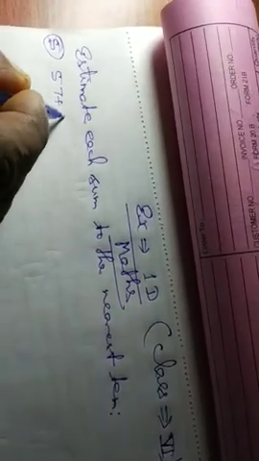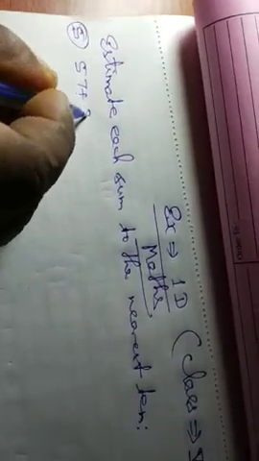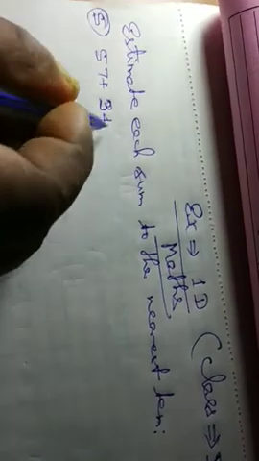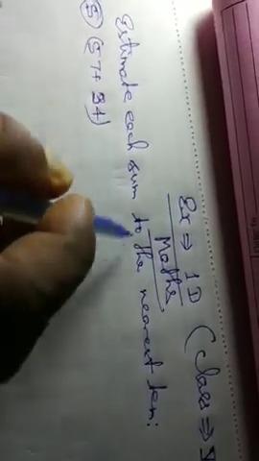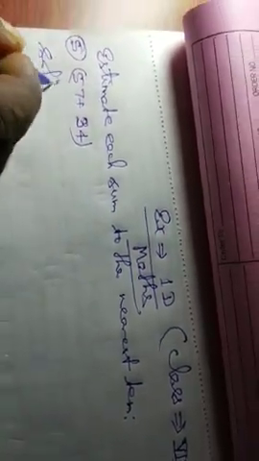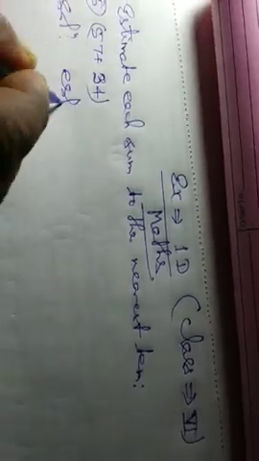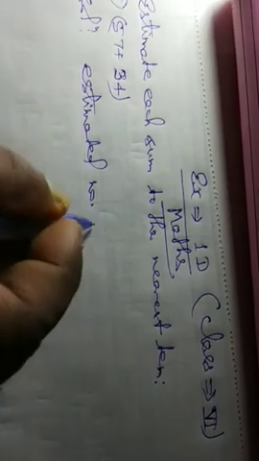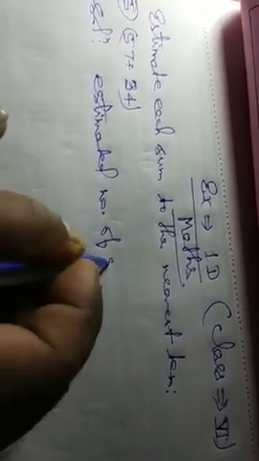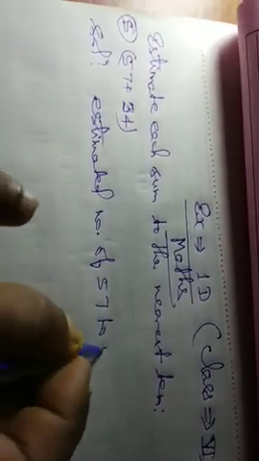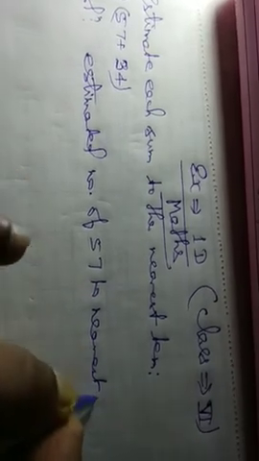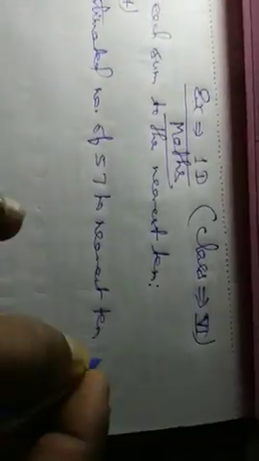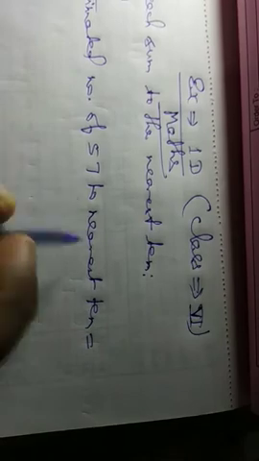Question 5 is 57 plus 34. Estimate each sum to the nearest 10. Solution is here. Estimated number of 57 to the nearest 10 equal to. Students, look here.